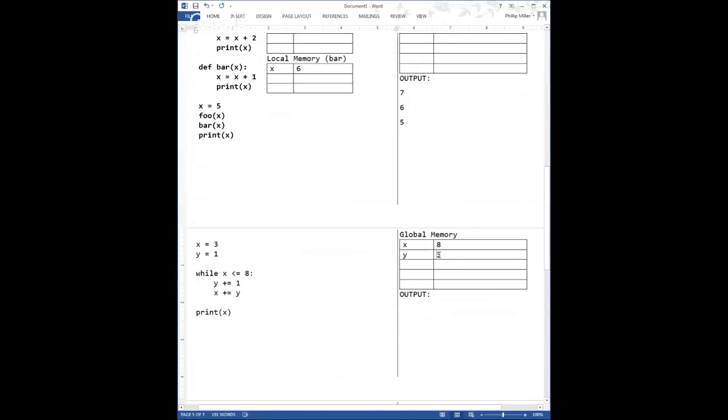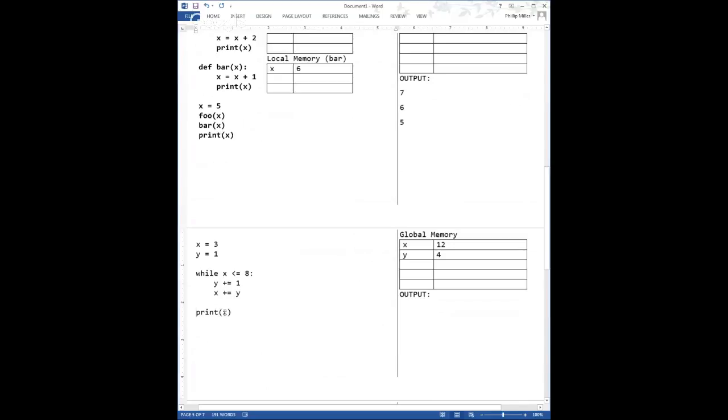Y plus equals 1. X plus equals Y. 8 plus 4 is 12. Bottom of the loop. Back up and test the condition. X less than or equal to 8. Nope. And so we skip the body of the loop.